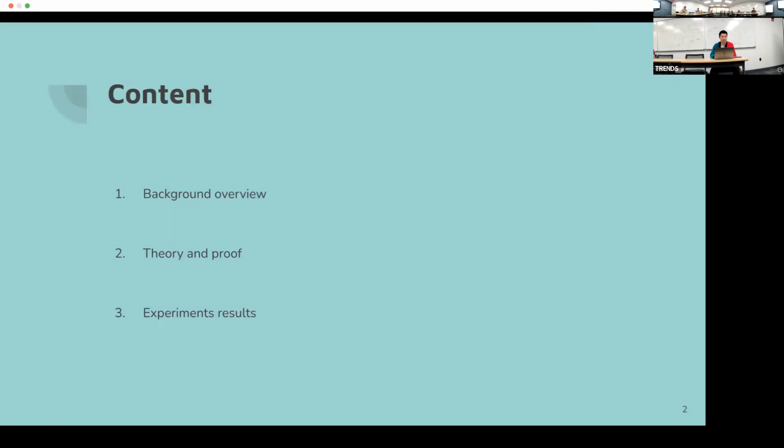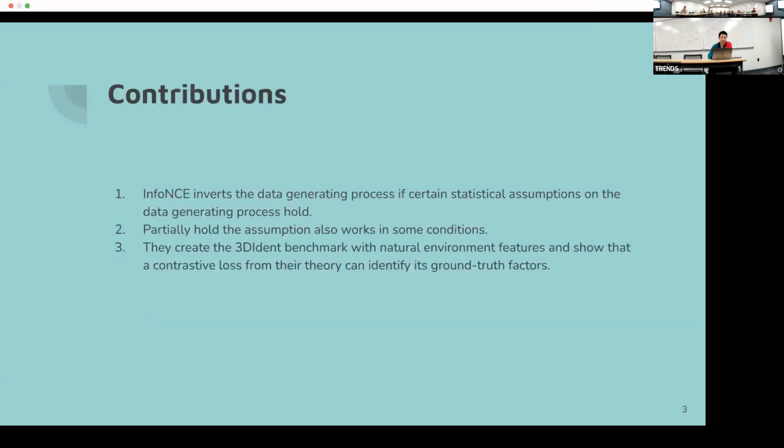My presentation will cover three parts. I will give a brief background of contrastive learning and one of the most popular contrastive losses, the InfoNCE loss. I will go through that briefly because all of the basic definitions will be used in this paper. I will spend most of the time on the theory part, which is very mathematical with a lot of formulas. Then I will give experiments on how they prove and apply their theory to real data.